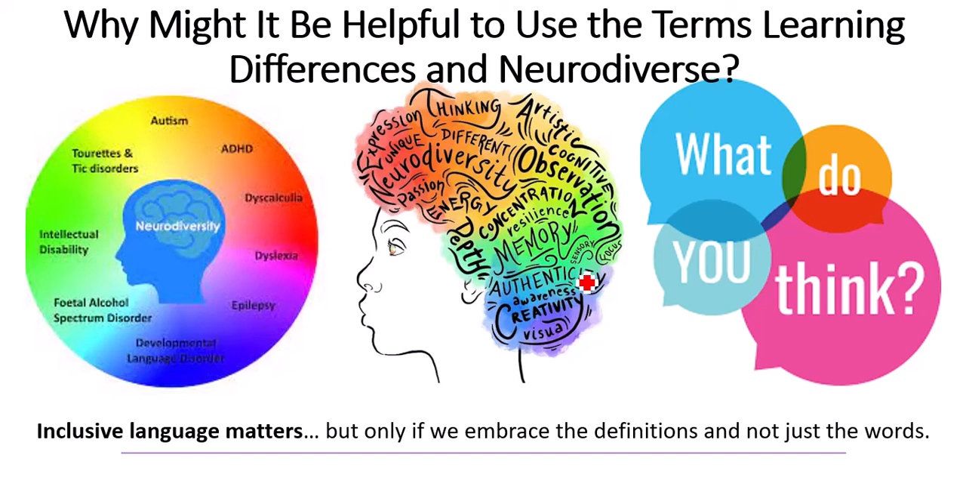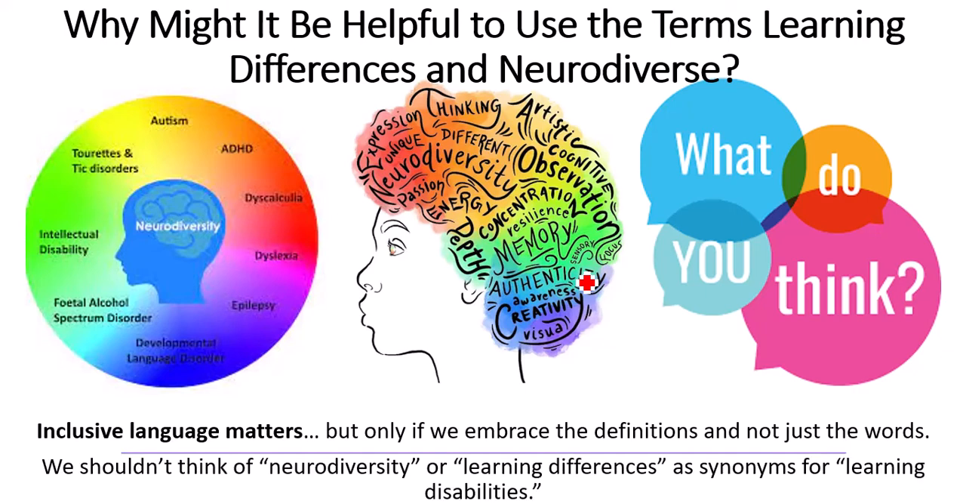Inclusive language matters. And it really is important that we embrace the definitions and not just the words. So if we use neurodiversity or learning difference just as a synonym for a learning disability, but we don't change our mindset about what that actually means or think about the strengths model that we're going to talk about in a moment, then it's like performative equality or equity.